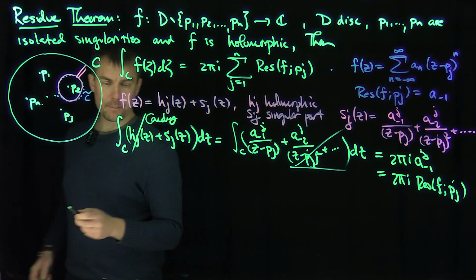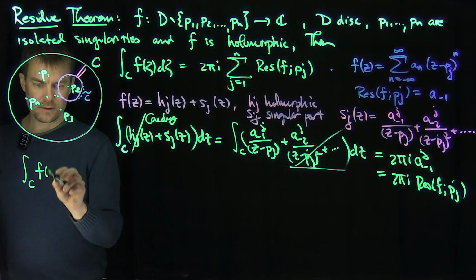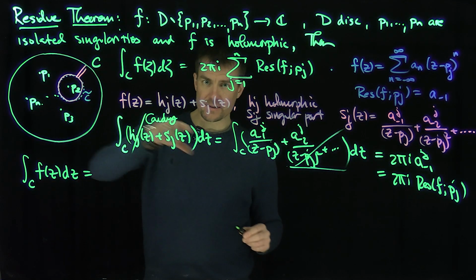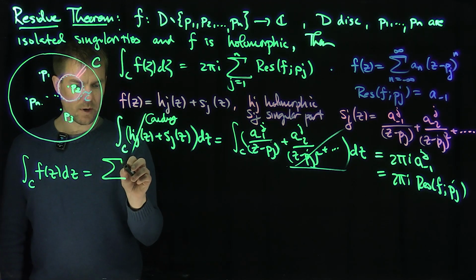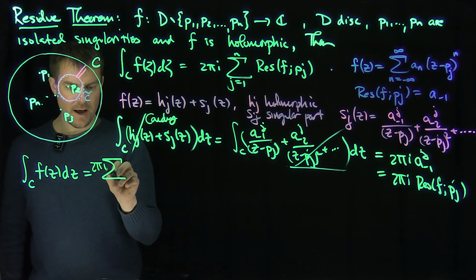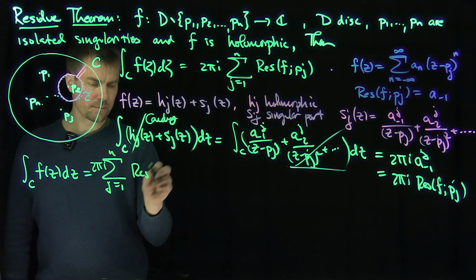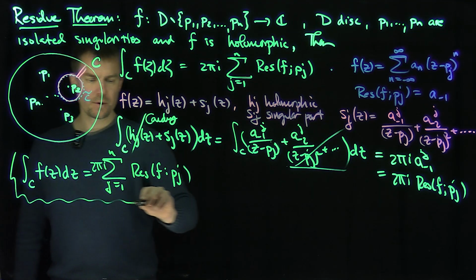And so now this is a local calculation, so what does that tell me? That tells me that the integral of f(z) dz is nothing more than this: I do this n times, I write down all of these n expressions, and I deduce that this is equal to 2 pi i times the sum, j goes from 1 to n, of the residue of f at pj, and that is the residue theorem.